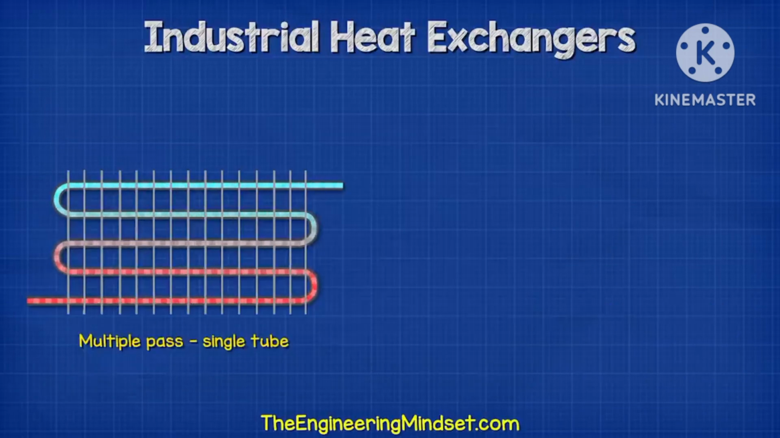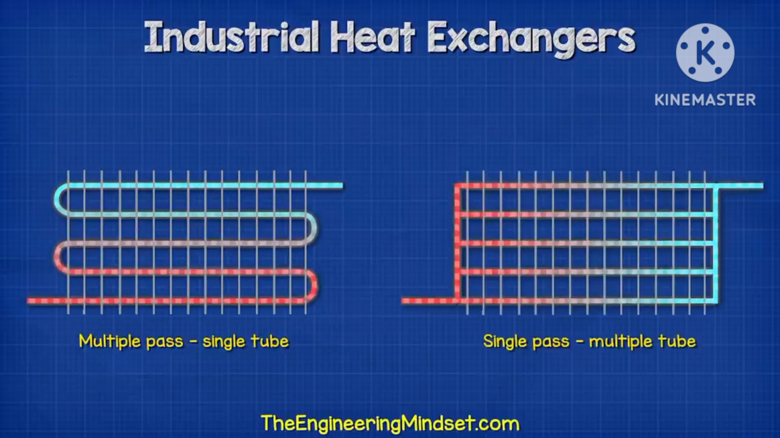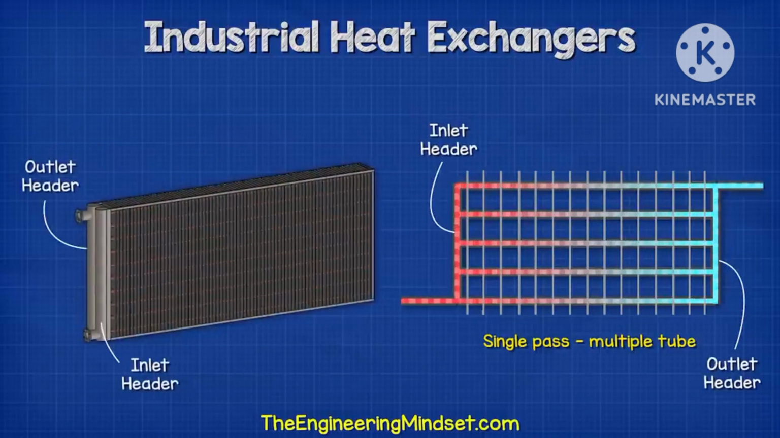In some designs, the fluid will simply flow through the entire length of the tube. Other designs will have the fluid pass through multiple tubes at the same time. These will be connected to a header at the inlet as well as the outlet to facilitate the distribution through the tubes.